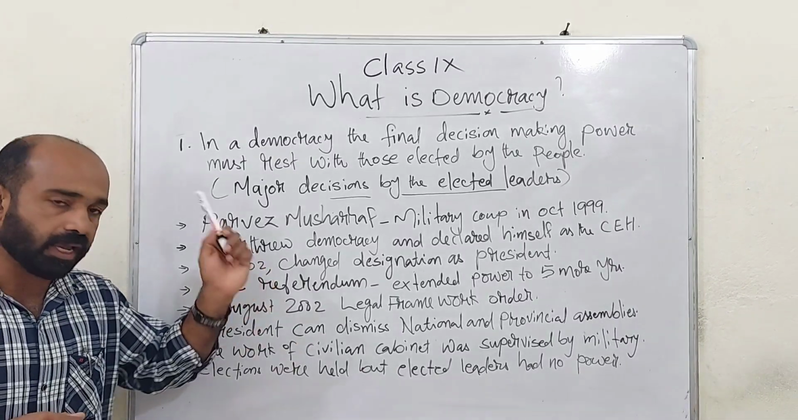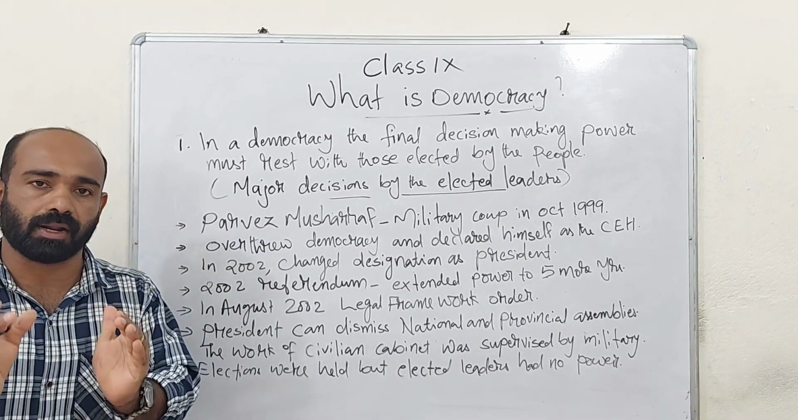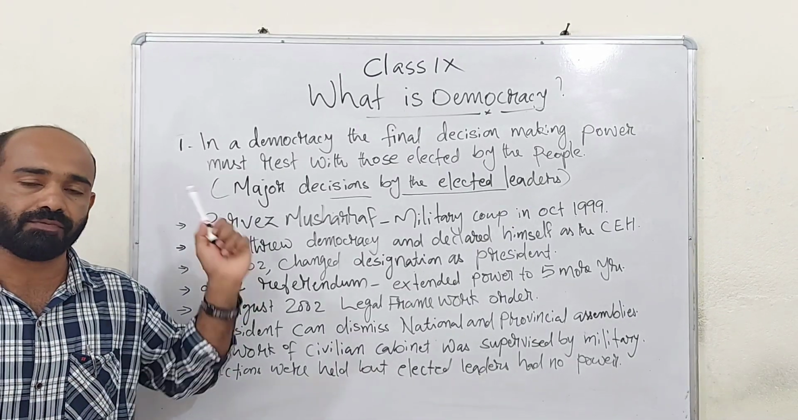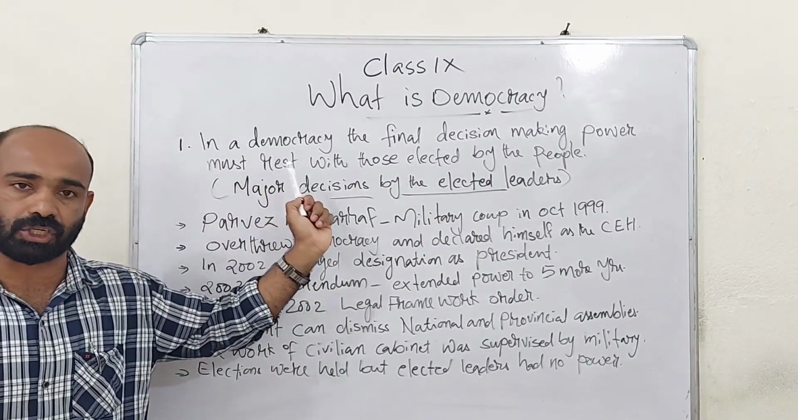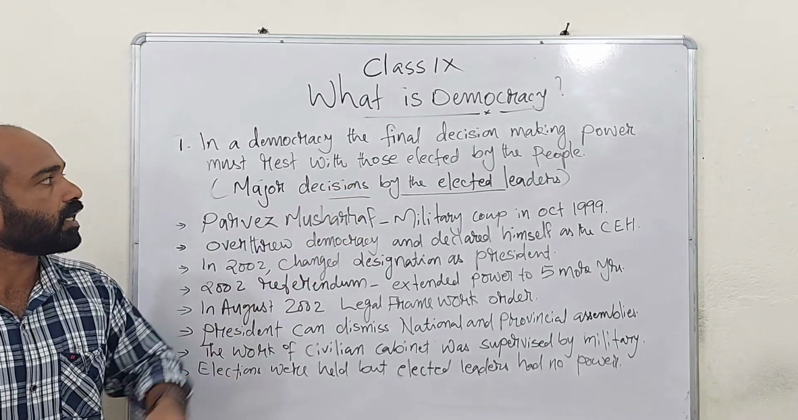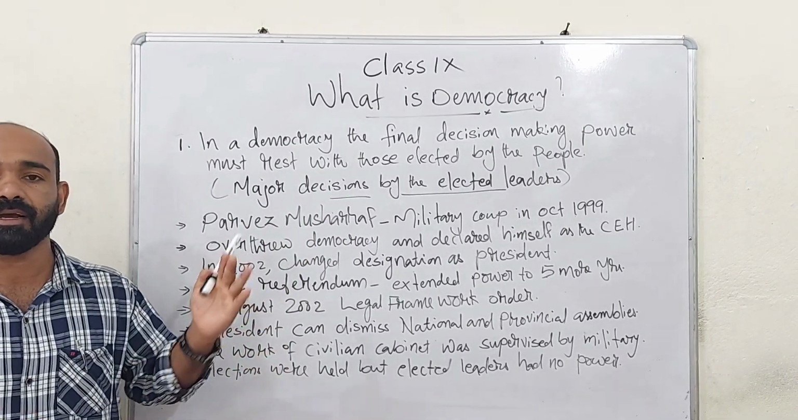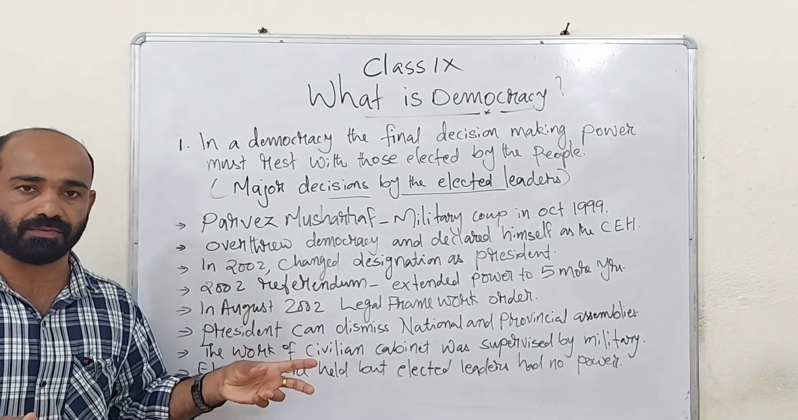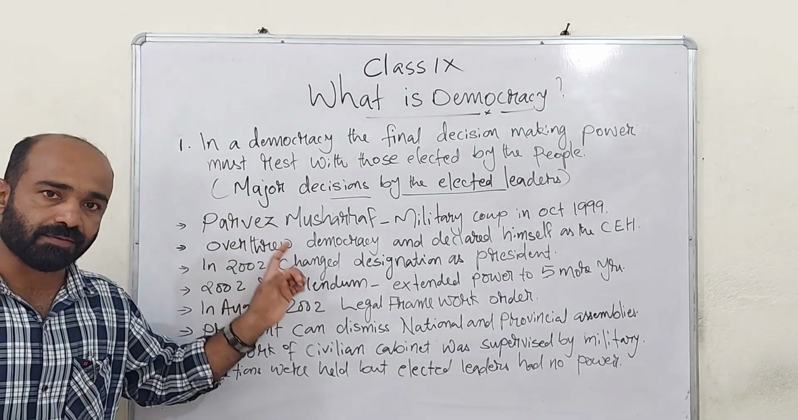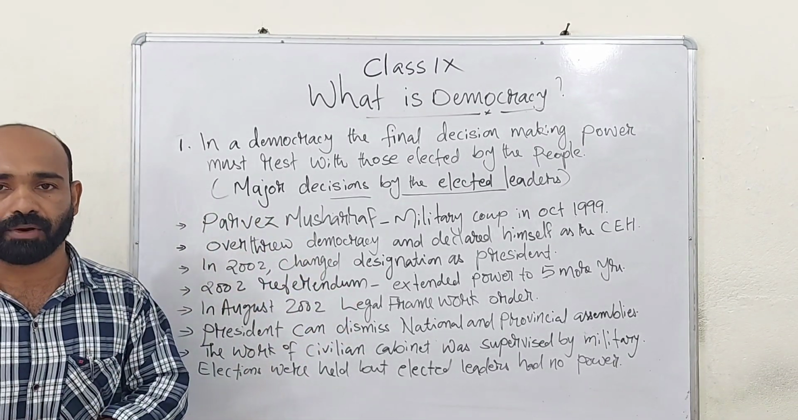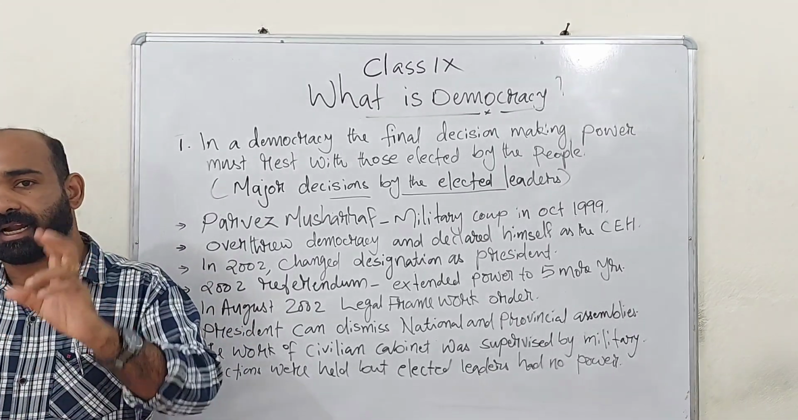And that's why here we can see the definition once again. If a country wants to be called a real democratic country, what feature should be there? The final decision making power must rest with those elected by the people. In the case of Pakistan, the final decision was always taken by Musharraf. He was a non-elected ruler. And so Pakistan cannot be called a real democratic country. That's why by seeing elections, we cannot call a country a real democratic country.